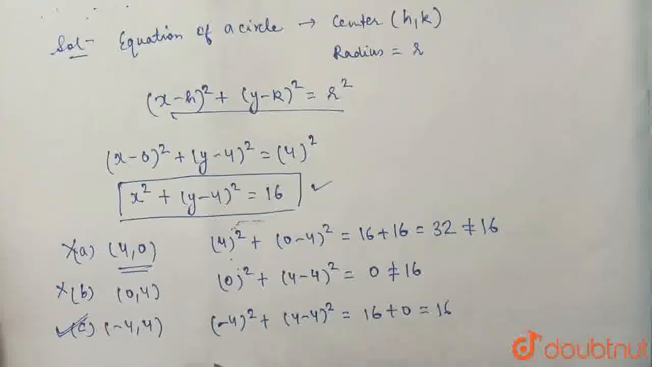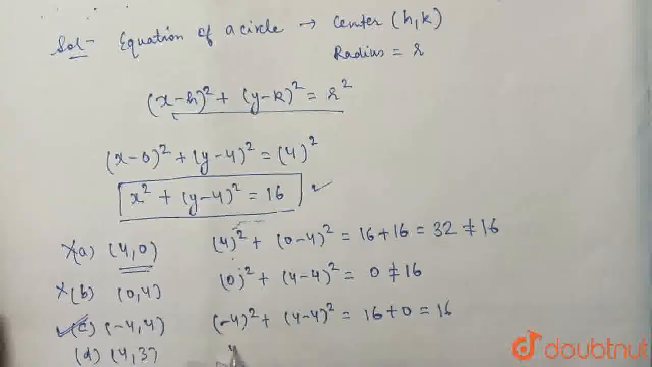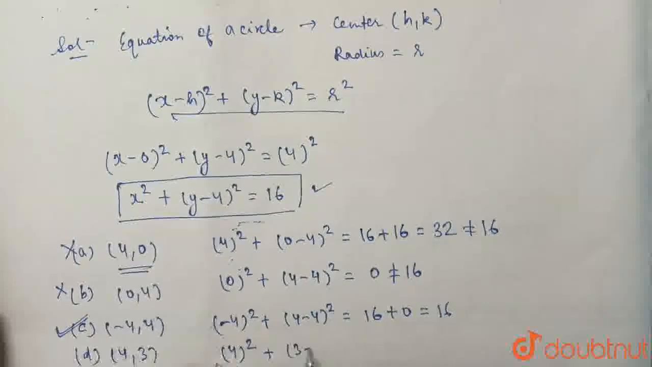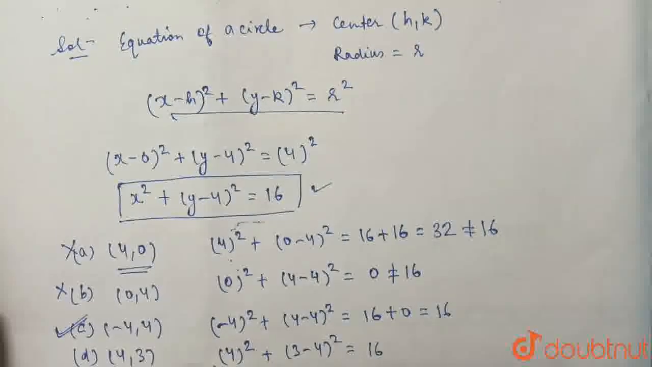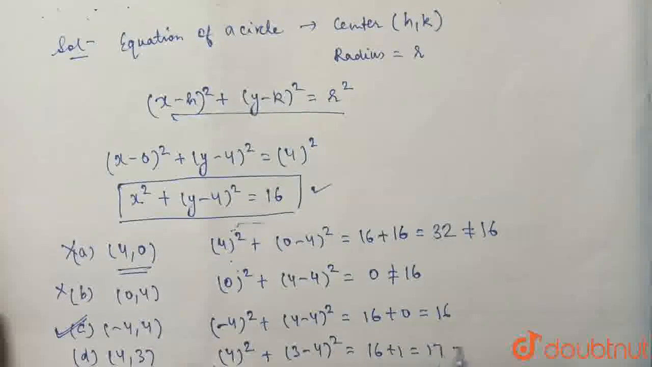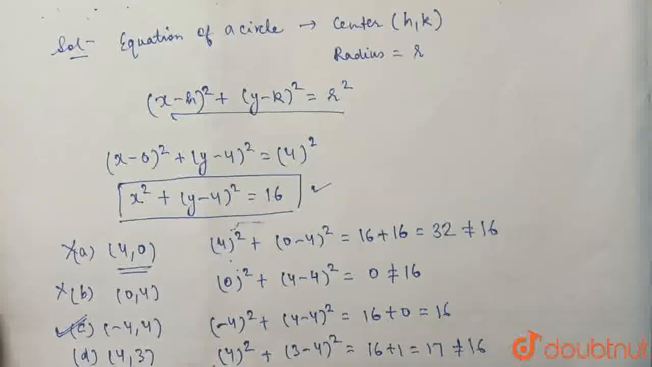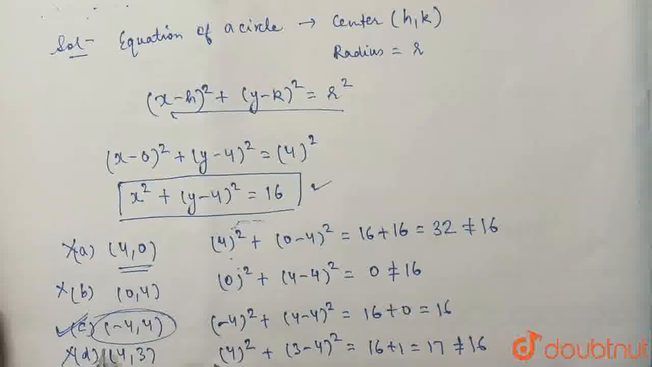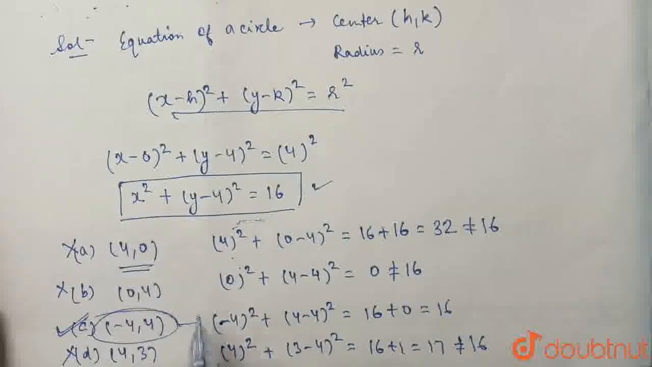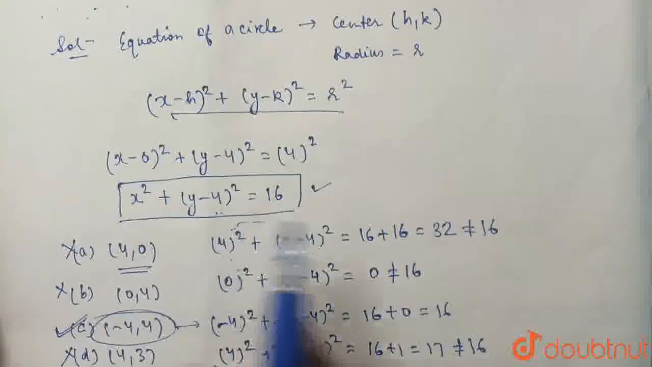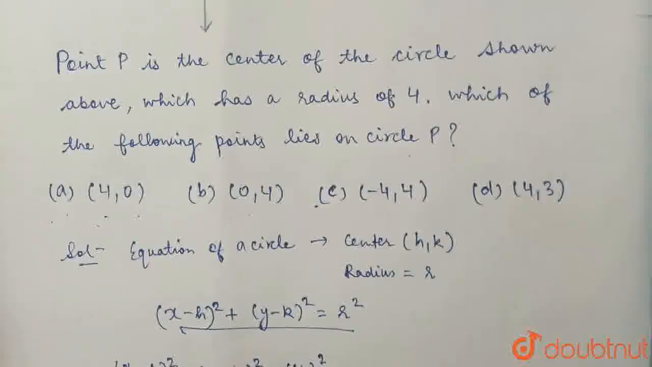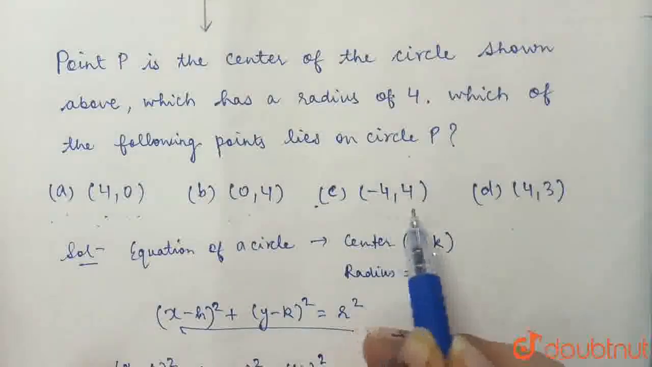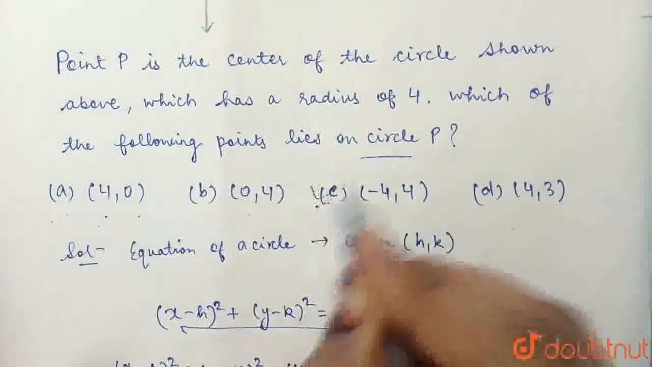Similarly, checking point D, that is (4, 3): 4² + (3 - 4)² is 16 + 1, which is 17, which is also not equal to 16. So therefore point D also doesn't lie on the circle. Only point C, that is (-4, 4), lies on the circle, because this satisfies the equation of the circle. So our option C is correct, that is, the point (-4, 4) lies on the circle P.